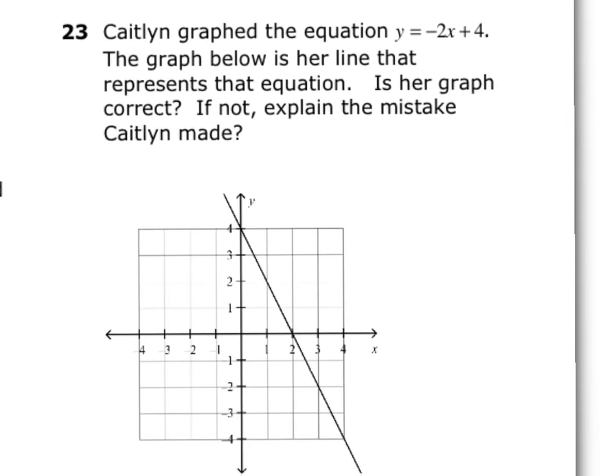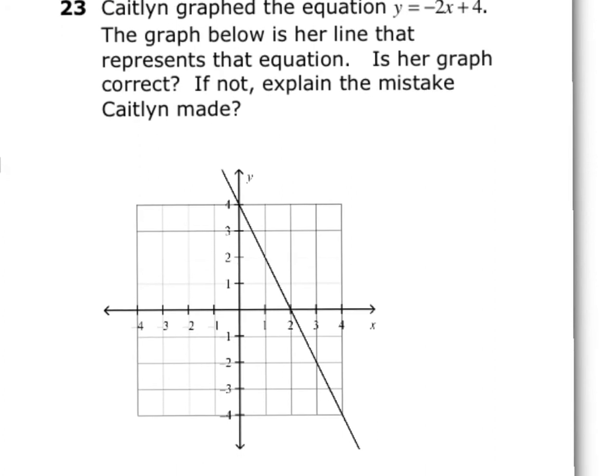Number 23. Caitlin graphed the equation y equals negative 2x plus 4. The graph below is her line that represents that equation. Is her graph correct? If not, explain the mistake Caitlin made. Okay, so first thing we want to do is we're looking at an equation compared to a graph. So I want to identify the m and the b. And the m, the slope, is negative 2, or negative 2 over 1, right? We can make a whole number a fraction by putting it over 1. And our intercept is 4.